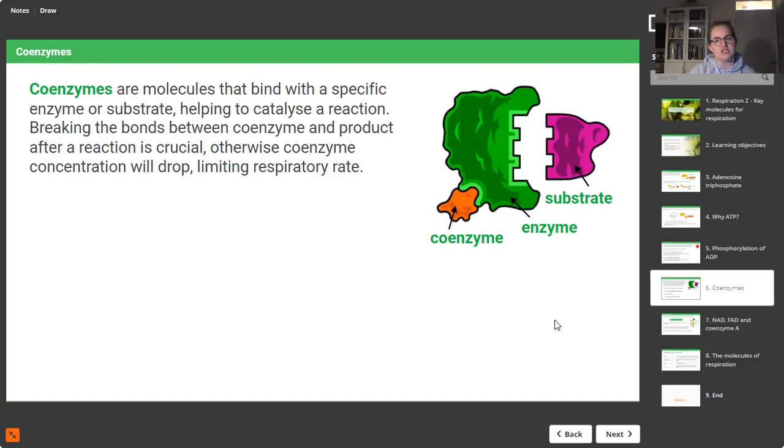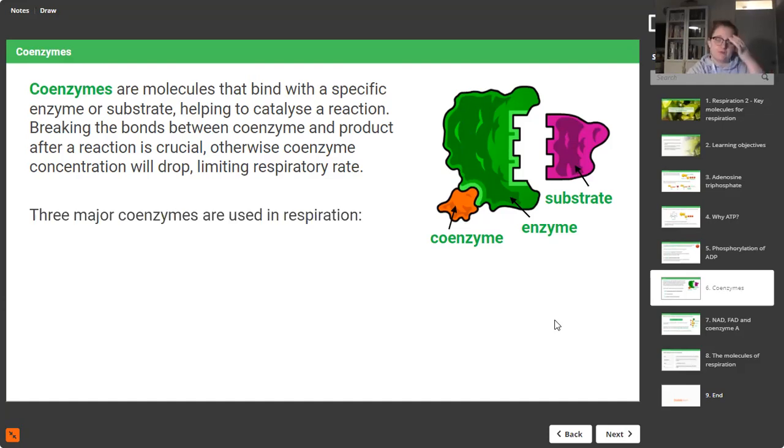Coenzymes can either attach themselves to the enzyme or to the substrate, and they help catalyze a reaction. So they can speed up a reaction even more. Sometimes we need that coenzyme as well. Breaking the bonds between a coenzyme and the product after a reaction is crucial. Otherwise, the coenzyme concentration will drop and it limits respiration.